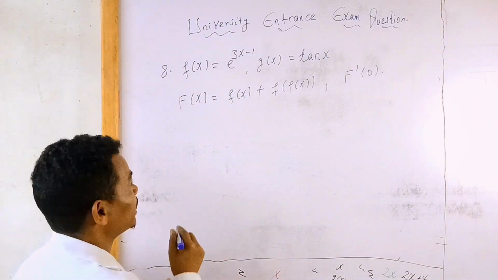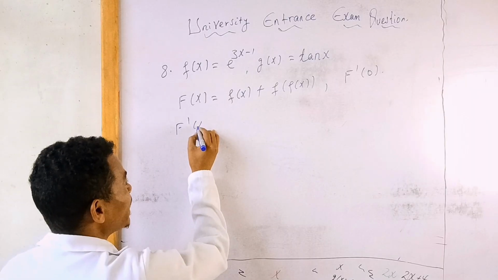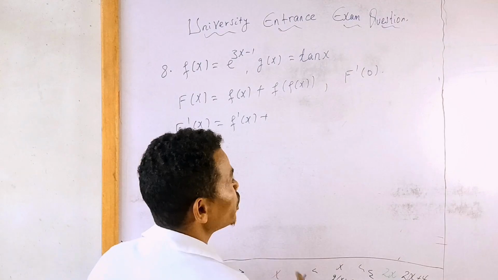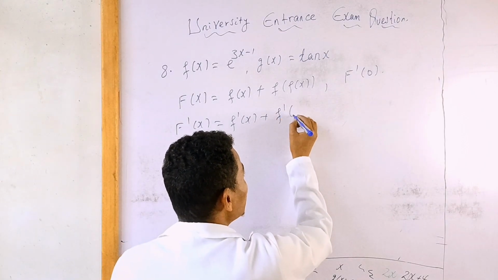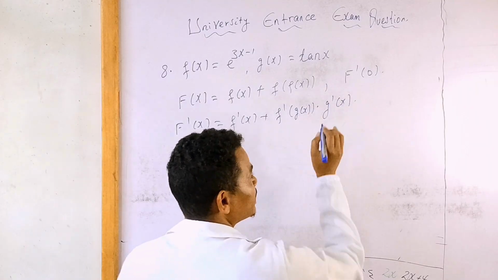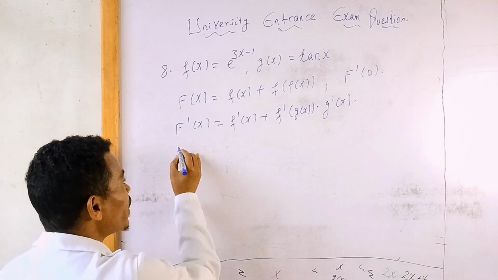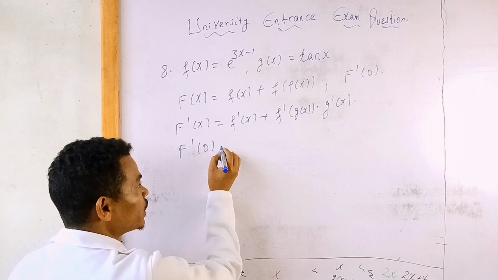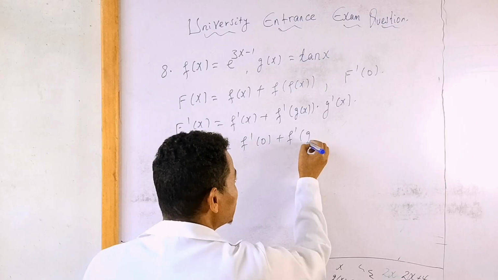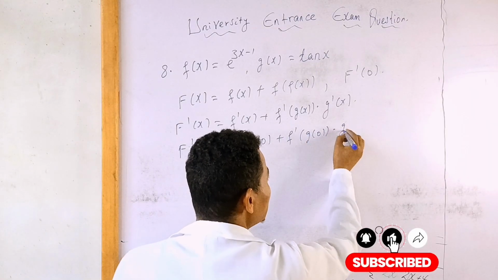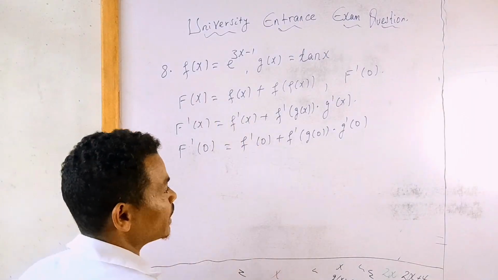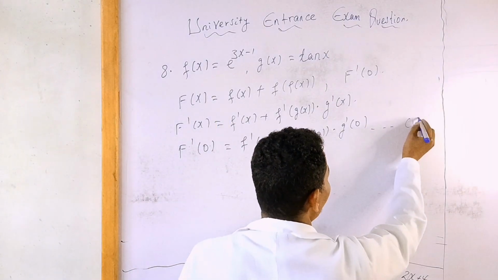ይሄን ቀጥታ derivative ማድረግ እንችላለን። f derivative at x is equal to f derivative at x plus, ወይም ደግሞ ቻናል እንጠራዋለን, f derivative at g of x times g derivative at x. And we are asked to find f derivative at 0 is equal to f derivative at 0 plus f derivative at g of 0 times g derivative at 0. Now we don't know f derivative at 0 and f derivative at x.